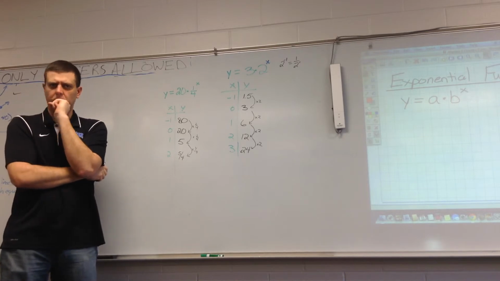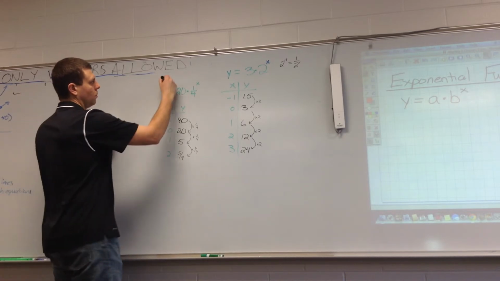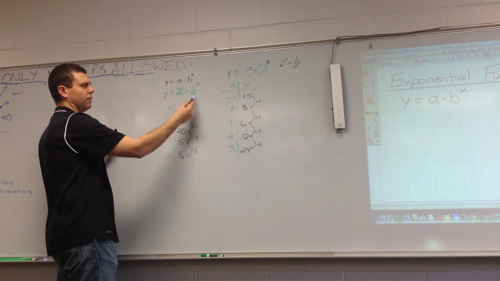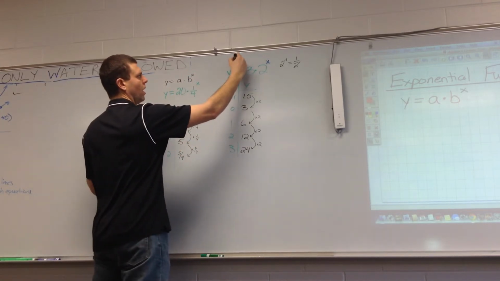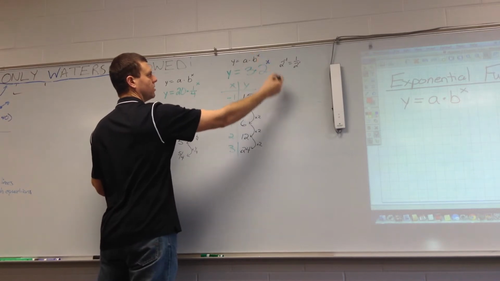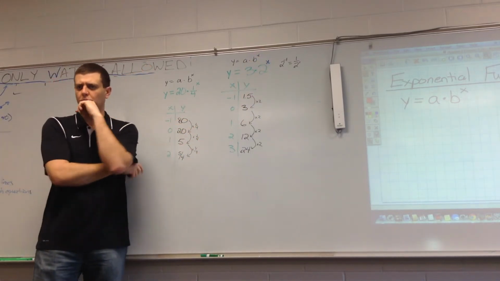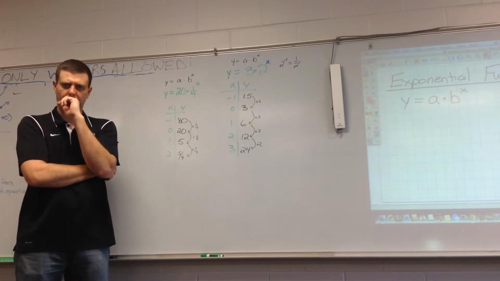The b value. Y equals a times b raised to the x power. Look at the b value. It's 1/4. Y equals a times b raised to the x power. Look at the b value. It's 2. That is the number you are multiplying by over and over and over again.